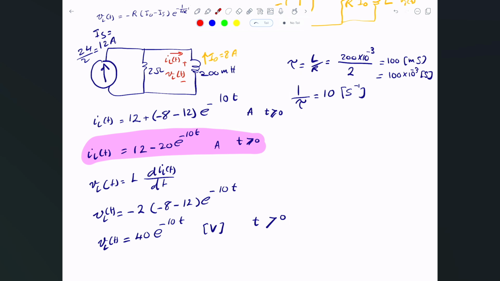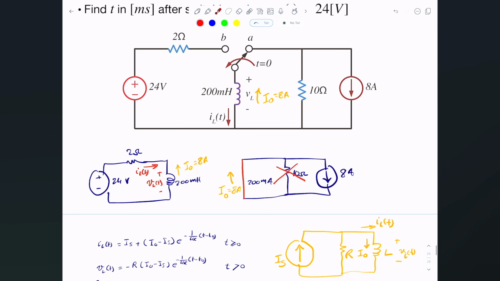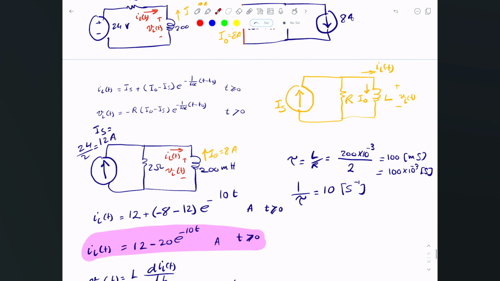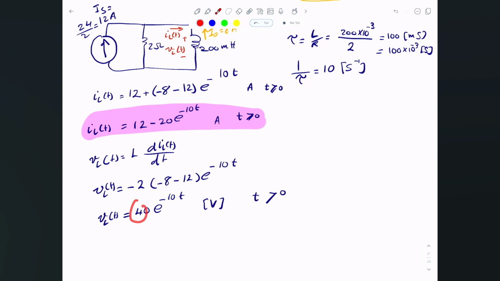Quick sanity check at t equals 0. We know that right before switching it was 0, but right after switching it doesn't have to be 0. So right after switching, when you substitute t equals 0, it will be 40 volts. And I'll plot all of these for you.